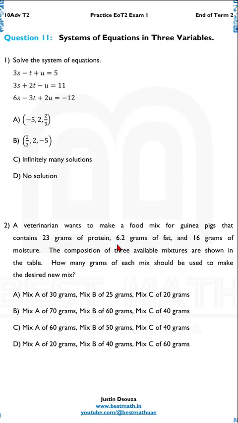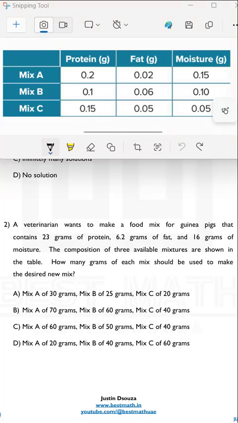So they have already told us that the protein must be equal to 23 grams. The fat is 6.2, and lastly the moisture is 16 grams. So here is the table. All we need to focus on is protein together. It's not horizontally, it's vertically. It'll be 0.2a plus 0.1b plus 0.15c. That is all equal to what exactly? It should be 23. And this is all equal to 6.2, and lastly this is all equal to 16. So you just put this all in the calculator and then you'll get the answers.